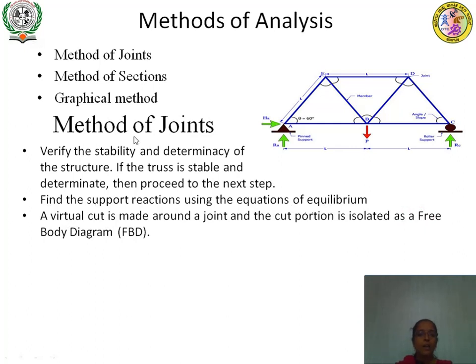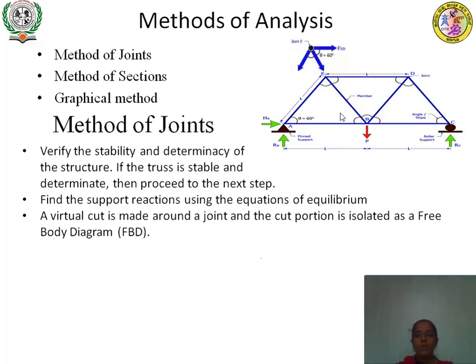Next, method of joints means a virtual cut is made around a joint and the cut portion is isolated as a free body diagram. We will assume that if this structure is in equilibrium, then each joint of the structure is also in equilibrium. That is the assumption. Then to find the member forces, we will make a virtual cut around a joint. At this joint like this, at this joint like this. The cut may be in any fashion, and we will call it a free body diagram.